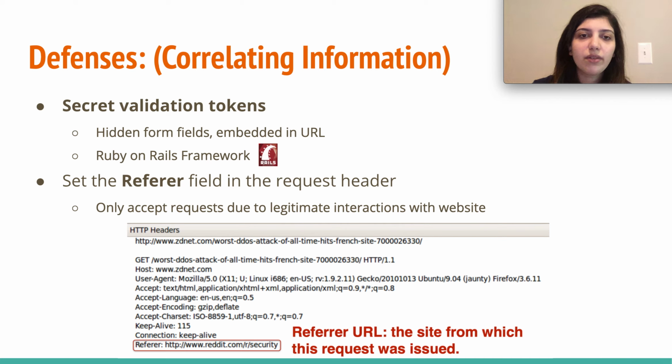Also, we can set the referrer field in the request header. As you can see in the picture, referrer is an attribute that refers to the URL of the website from which the request was issued. So if the servers force the browsers to set this attribute and only accept requests due to legitimate interactions that the users had with other websites, this attack can be avoided.